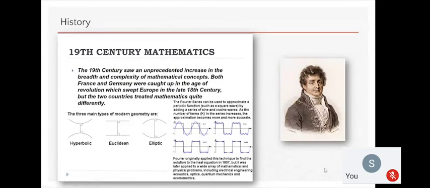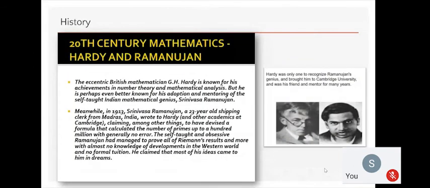As well as in this century, they started using geometry as well, meaning hyperbolic geometry, Euclidean geometry, elliptic geometry. This kind of geometry, 19th century people knew. So in the 20th century, there are many inventions, but we just focus on our Indian mathematician, the self-taught Indian mathematical genius, Srinivasa Ramanujan. Actually, Srinivasa Ramanujan was identified by the great mathematician Hardy.